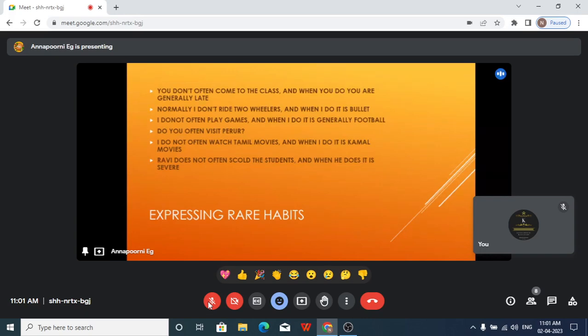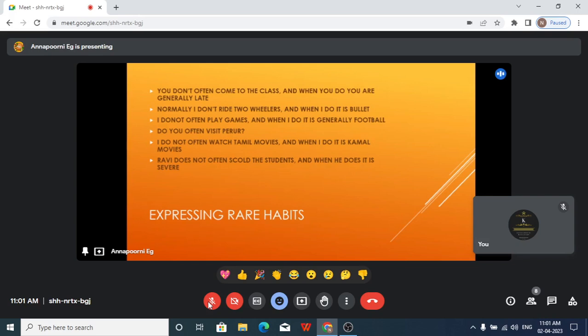Regularly, coming regularly, or doing something regularly. I often play football. It means that I regularly play football. Or I frequently play football. So the sir or the ma'am is telling you, don't often come to the class. So you don't come to the class regularly, and when you do, that is when you come, you are generally late.